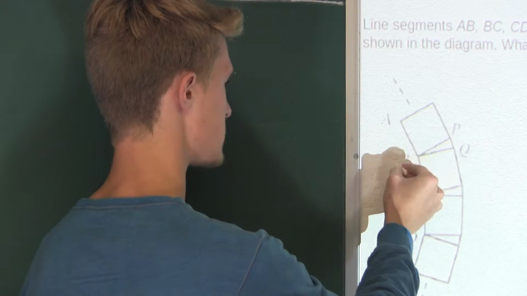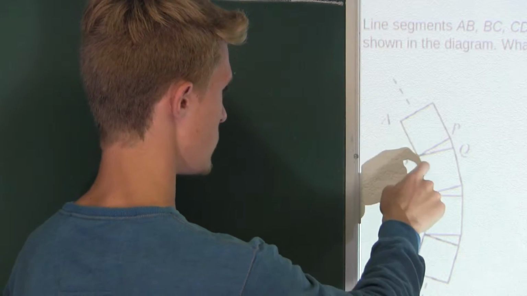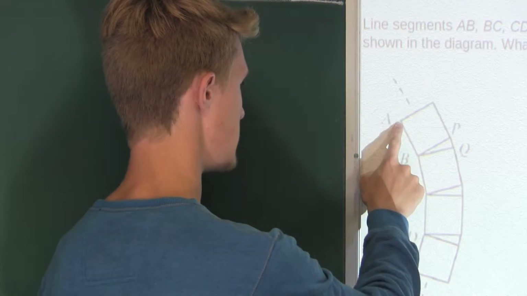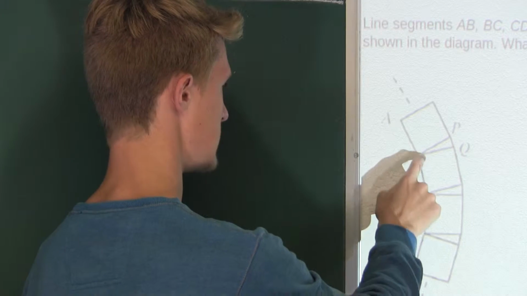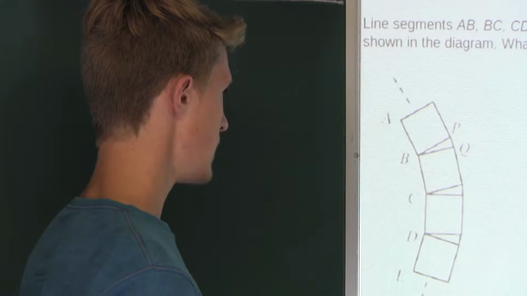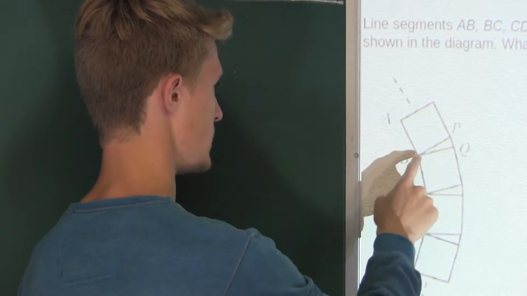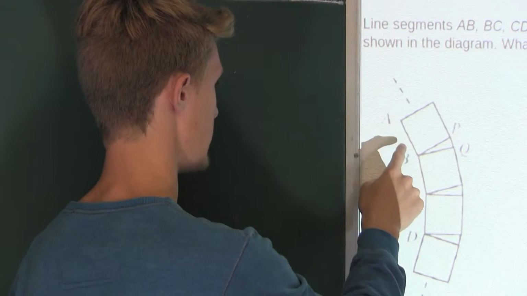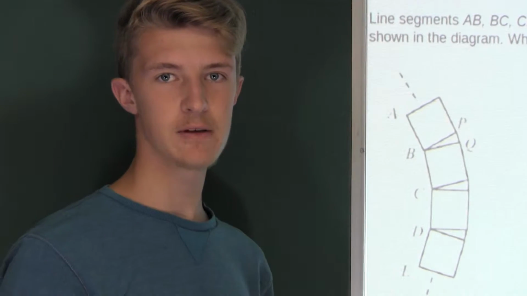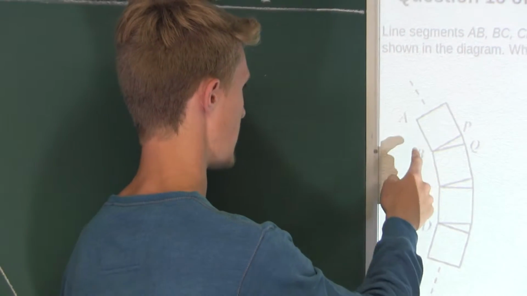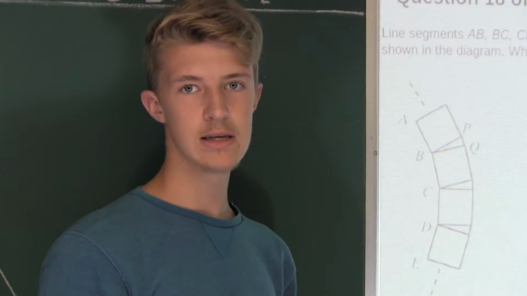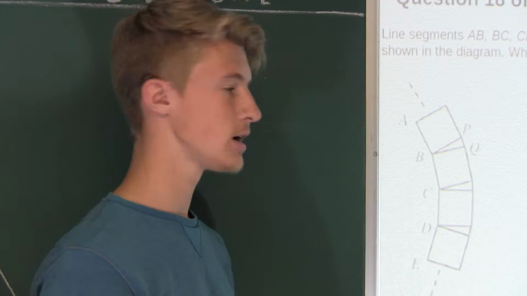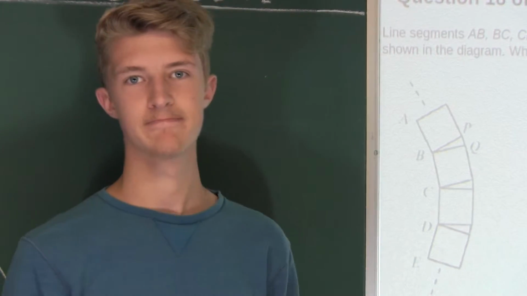Now, if we put a circle around B, that would be 360 degrees. We would already have 90 degrees here, 90 degrees here would be 180, and then to find the angle PBQ, we would only have to find the angle ABC. So how can we find the angle ABC? Well, we need a formula for the sum of interior angles of a polygon with n sides.